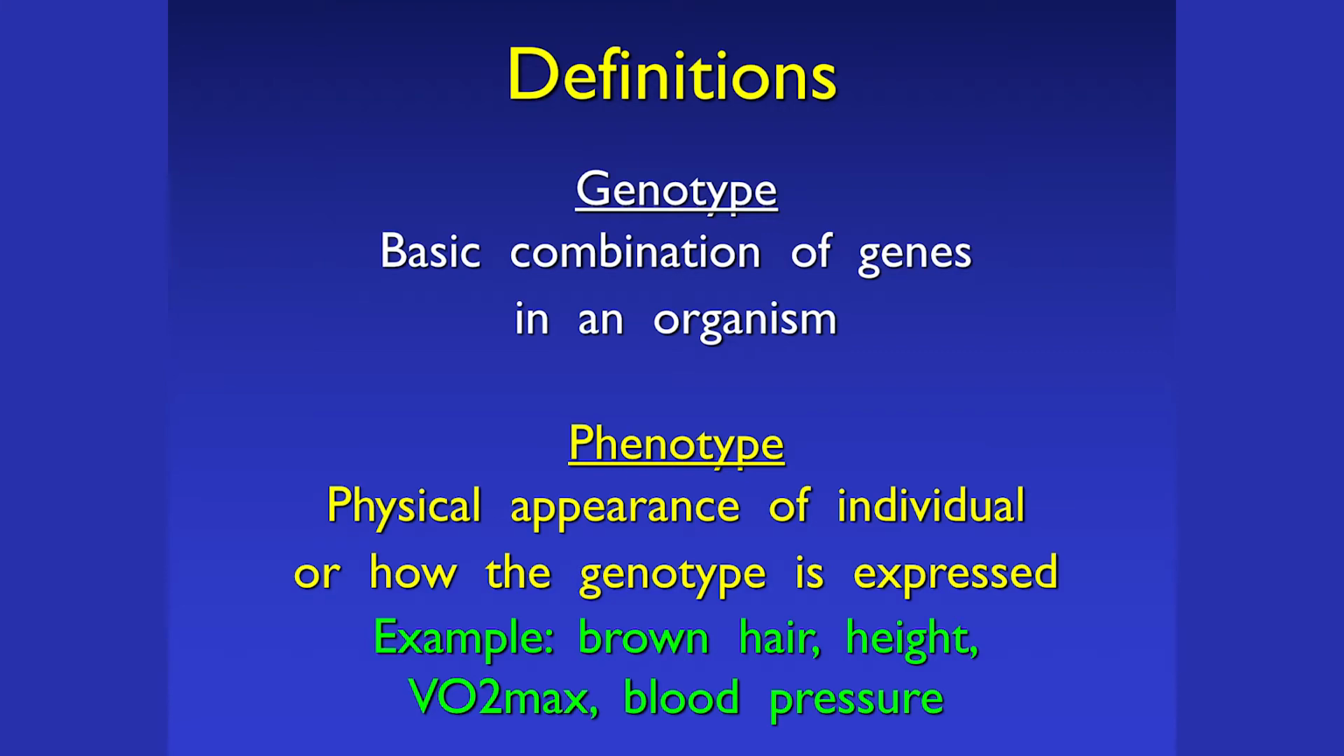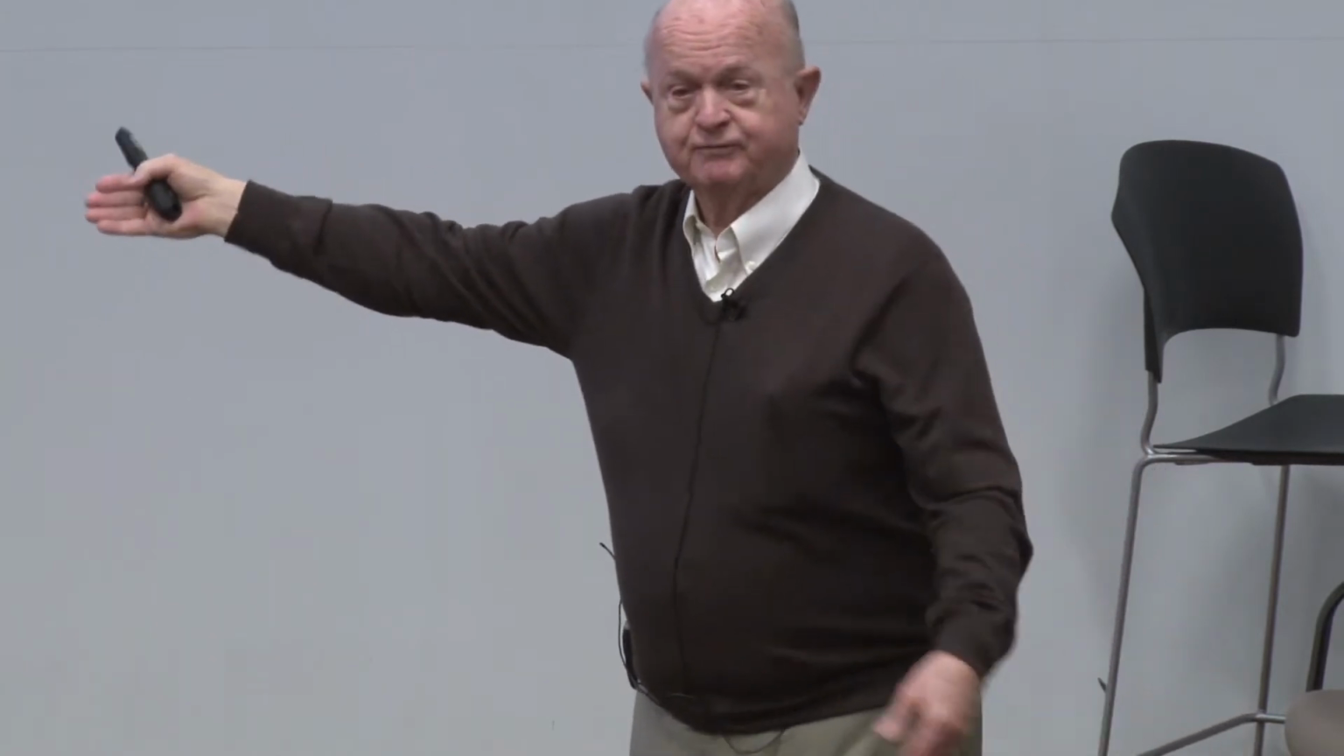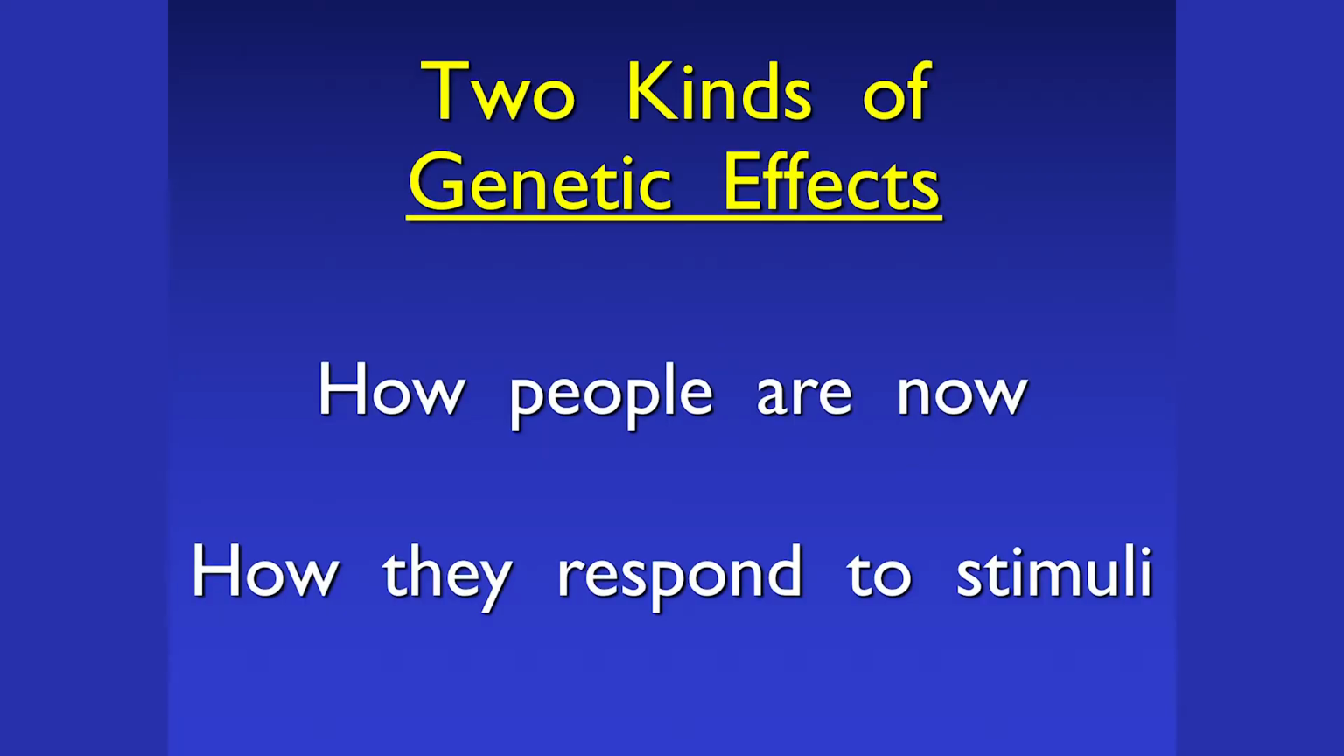So it could be, I have a blood pressure of 120/80. I'm 5'8". I have a VO2 max of 50 ml per kilogram. Those are all phenotypes. That's how your genetic background is expressed. So there are two kinds of effects. One is how you are now and how you respond to a stimulus, okay? And I'm going to be pointing that out a number of times. That's why I make this very large so you understand this.